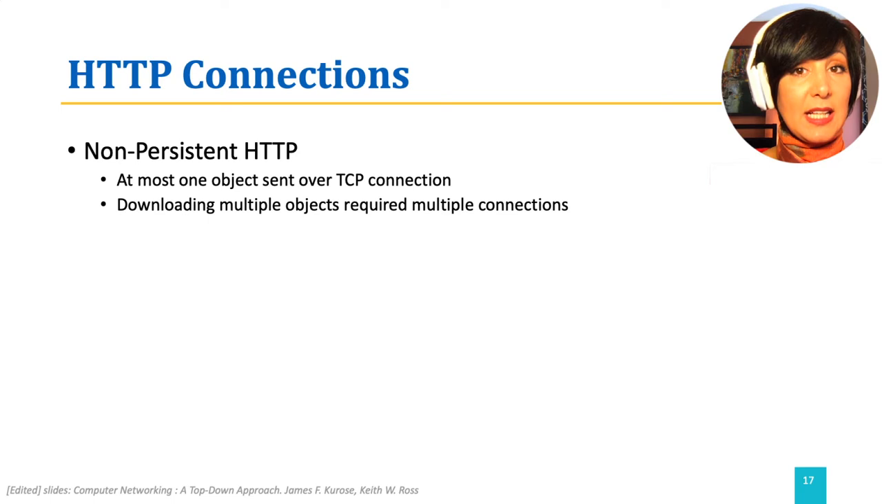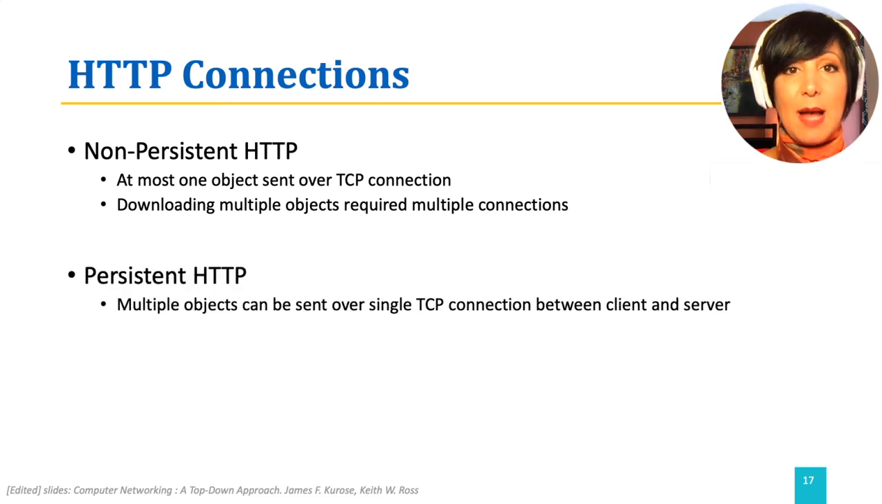And if a single HTML page references multiple objects, each of those objects would need a different TCP connection for their transmission. In the persistent HTTP, after the TCP connection is established between the client and the server, many objects can be sent over that single TCP connection.